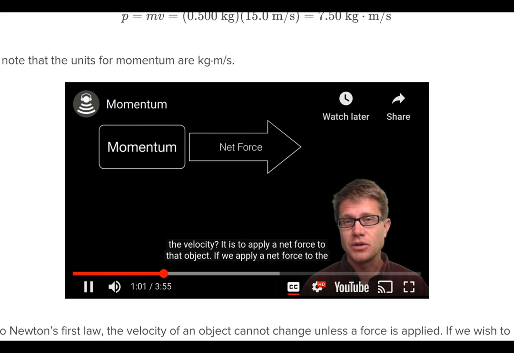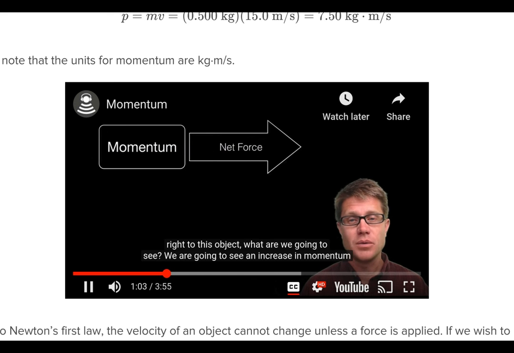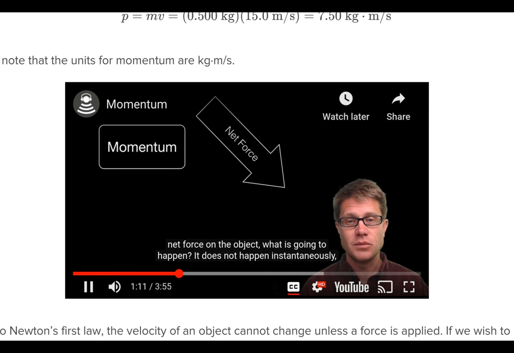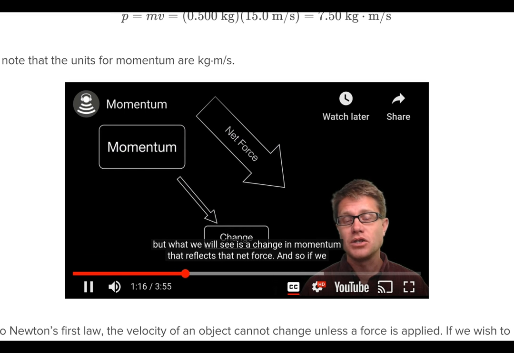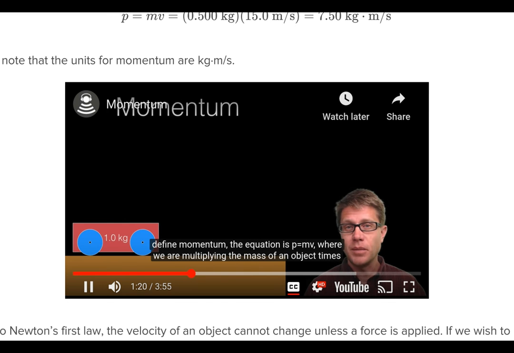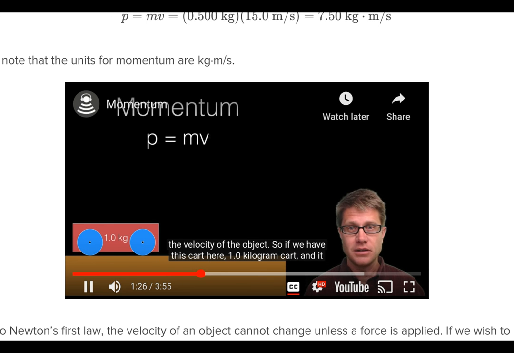If we apply a net force to the right to this object, what are we going to see? We're going to see an increase in momentum towards the right. Let's say the object is moving towards the right and we change the net force on the object. What's going to happen? It doesn't happen instantaneously, but what we'll see is a change in momentum that reflects that net force. And so if we define momentum, the equation is p equals mv, where we're multiplying the mass of an object times the velocity of the object.